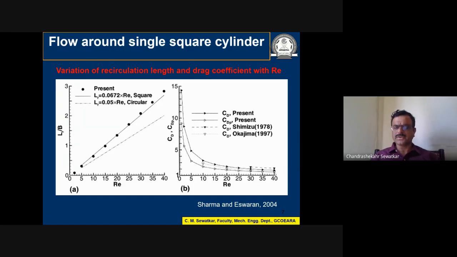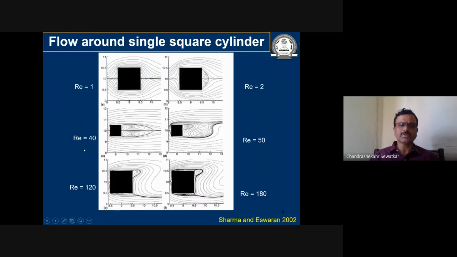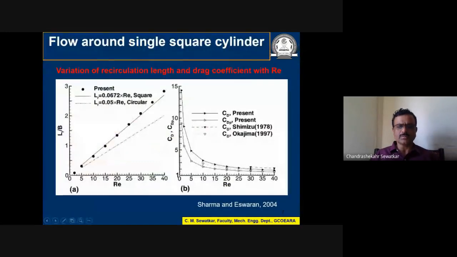Viscous force decreases substantially, and hence the drag experienced by the body decreases. Here is a result given for recirculation length. The recirculation length is nothing but the length of this vortex within which the recirculation is occurring. If you observe here, with increase in the Reynolds number, the recirculation length goes on increasing. This has been shown up to a Reynolds number of 40 only, because beyond Reynolds number of 40, we observe the vortex shedding phenomenon.